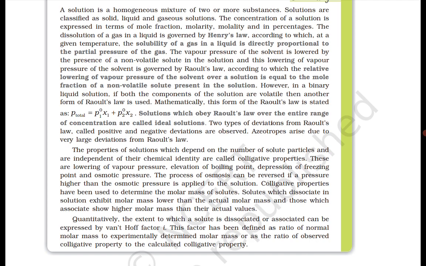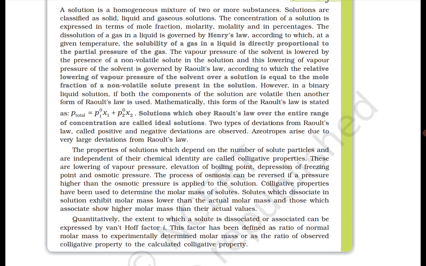The vapor pressure of the solvent is lowered by the presence of a non-volatile solute in the solution, and this lowering of the vapor pressure of the solvent is governed by Raoult's law, according to which the relative lowering of the vapor pressure of the solvent over a solution is equal to the mole fraction of a non-volatile solute present in the solution. However, in a binary liquid solution, if both the components are volatile, then another form of Raoult's law is used.